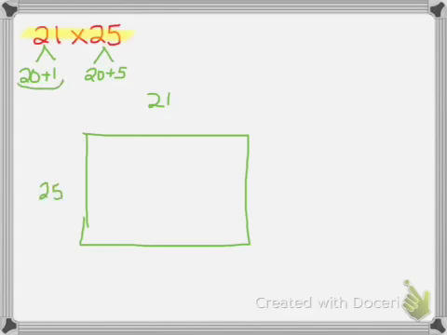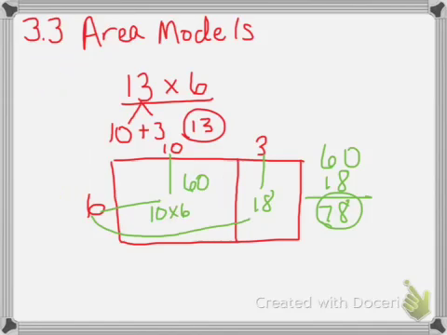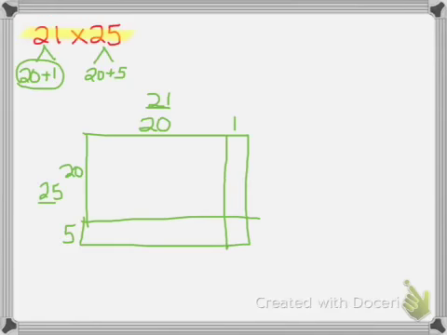Then I'm going to take my 21 section and split it into two parts, a part of 20 and a part of 1. Then I'm going to do the same for my 25 section. Now this one is one that's going to go across. So 25 splits into 20 and 5.